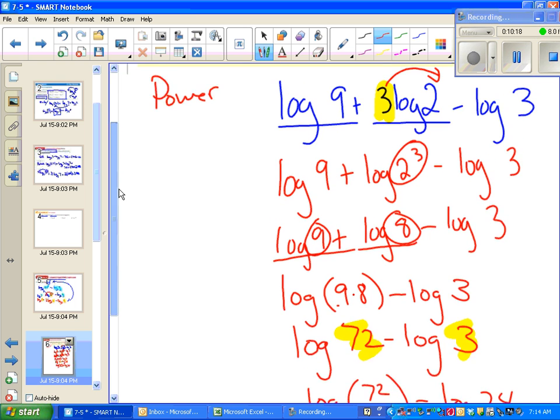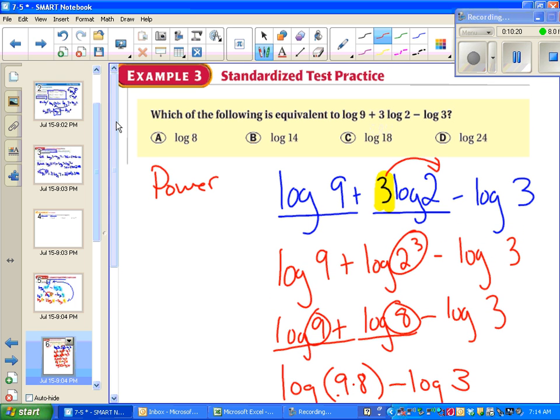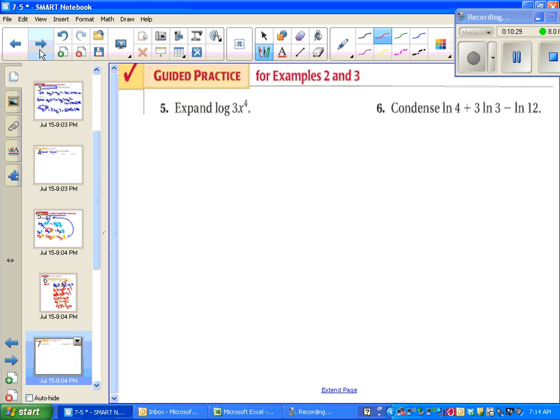At this point, go ahead and simplify. Actually, on the first one, it's asking you to expand. Keep in mind that 4 only touches the x, not the 3. And number 6, it's asking you to condense. Be careful to use your exponent property first. Go ahead and pause the video and try these.